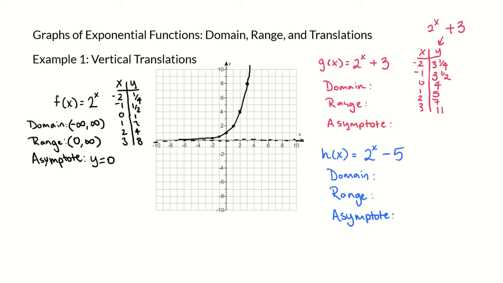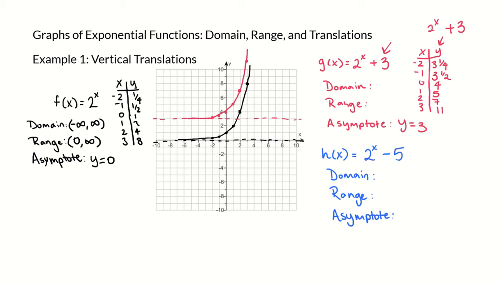Now let's plot these points, -2 and 3.25, -1, 3.5, 0, 4, 1, 5, 2, 7, and 3, 11. And this creates the graph for 2 to the x plus 3. We can see a couple things from this graph. The asymptote is now at y equals 3. So it was at y equals 0. It got shifted up 3 because of the plus 3 in the function.